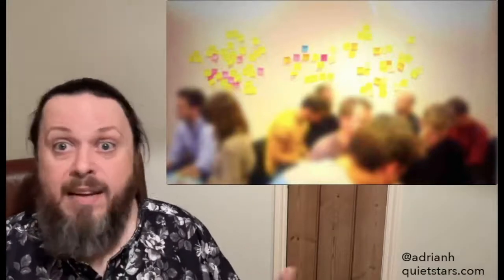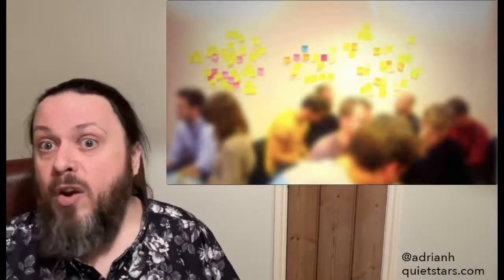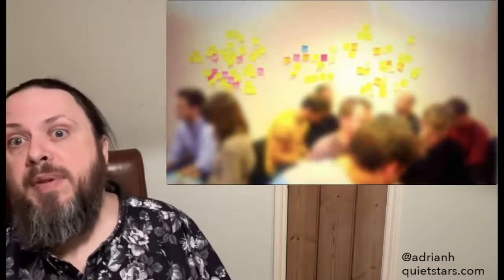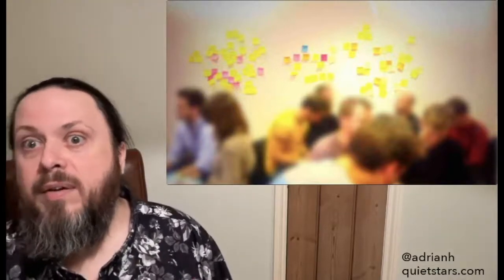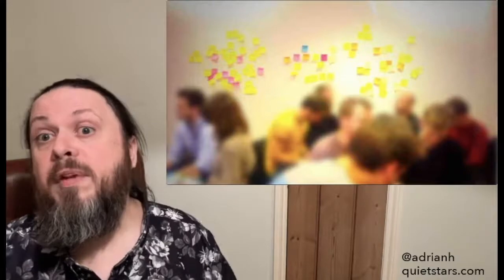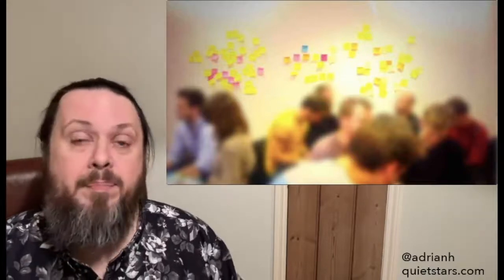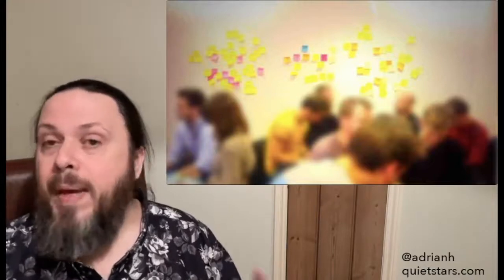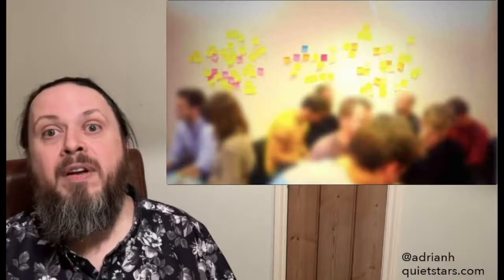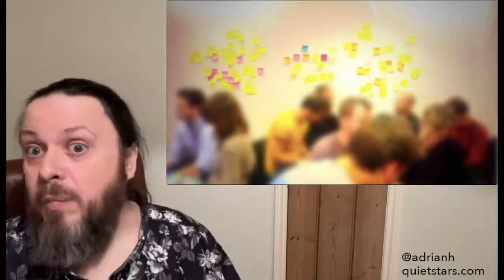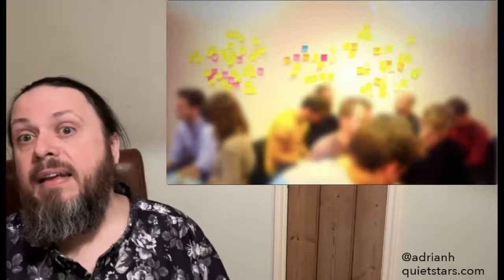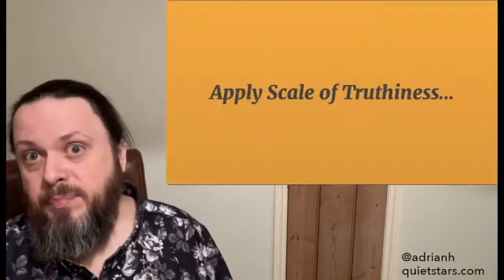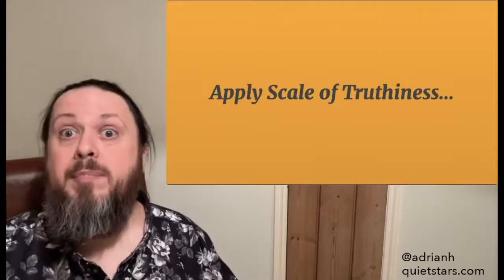At this point, we hadn't got alignment. We, in fact, had a lot of disagreement as people walked the wall and saw how different people saw the customer. People had different conclusions about what their pain points and gain points were, what their behaviors were, what kind of people they were, what assets they had, which is where the scale of truthiness comes in.